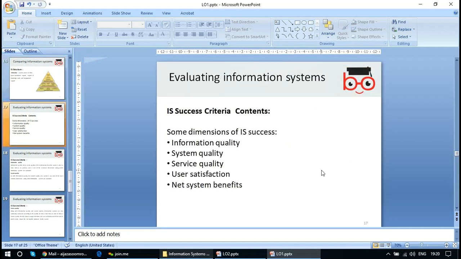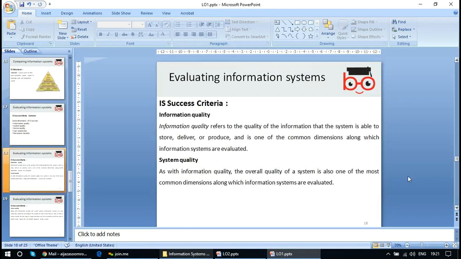So then we come to the information system success criteria. What criteria are important if you want a successful information system? Some dimensions are that you maintain information quality, system quality, service quality, user satisfaction, and net system benefits. Information quality refers to the quality of the information that the system is able to store, deliver, or produce, and is one of the common dimensions along which information systems are evaluated.